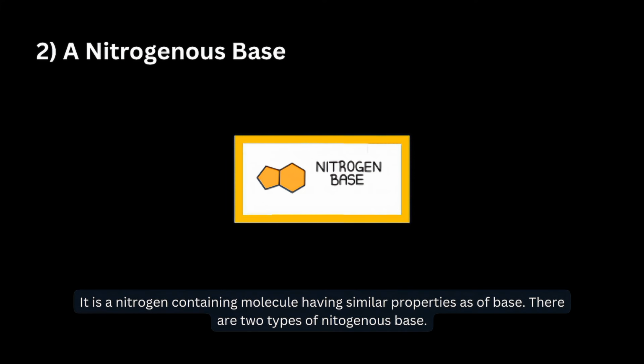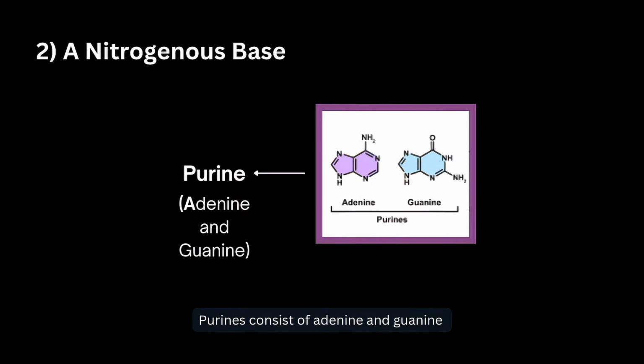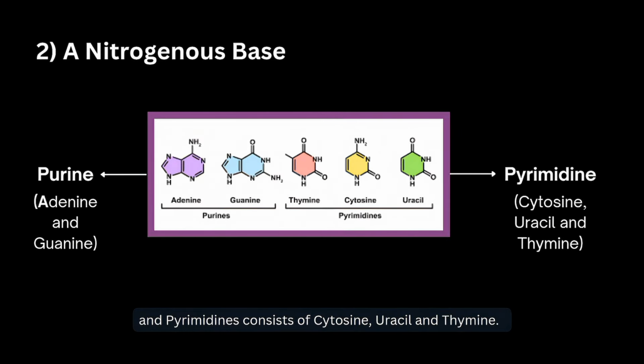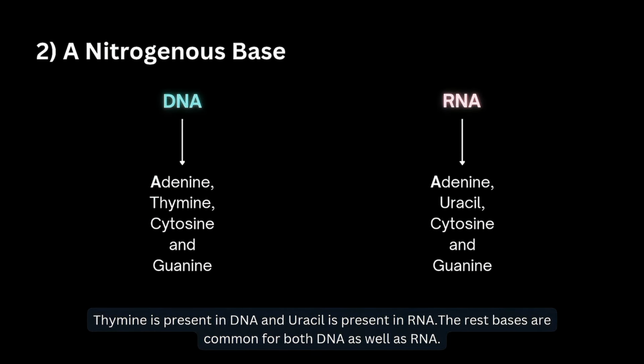Number 2. A nitrogenous base. It is a nitrogen-containing molecule having properties similar to a base. There are two types of nitrogenous bases. Purines consist of adenine and guanine, and pyrimidines consist of cytosine, uracil, and thymine. Thymine is present in DNA and uracil is present in RNA. The rest of the bases are common for both DNA as well as RNA.